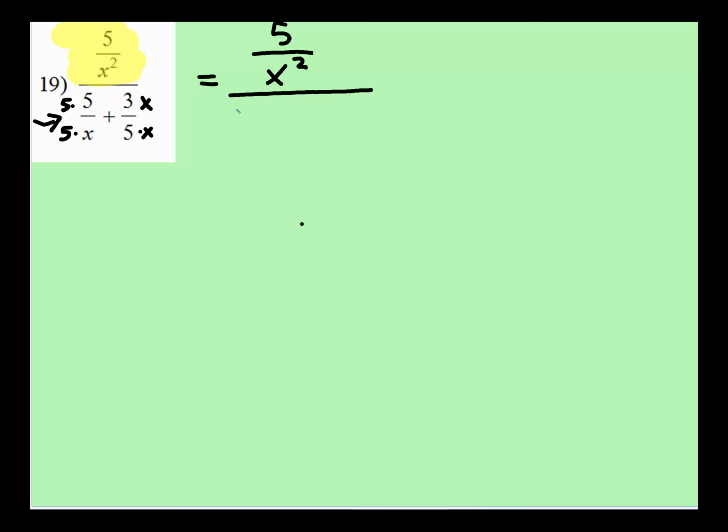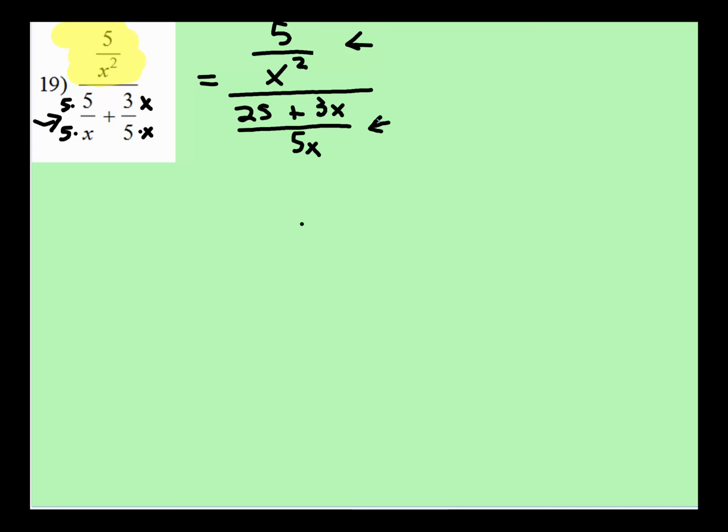5 times 5 is 25. There's a plus sign. 3 times x is 3x. Now, because we've done that, they share the same denominator. 5 times x is 5x. Now look at what we have. We have a fraction up here, and we have a fraction down here. We don't want two different fractions.